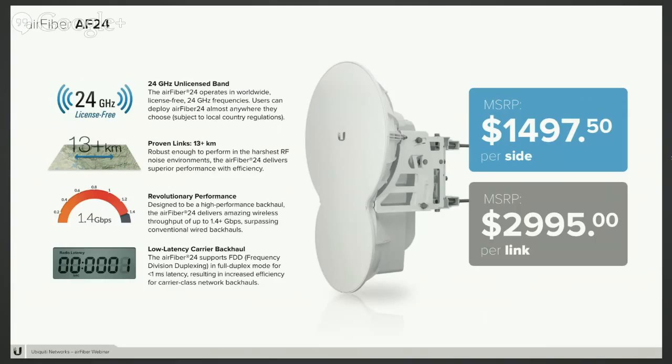AF24 obviously operates in 24 gigahertz, but as a result, because it operates in that spectrum and that frequency, the links are about over 13 kilometers, but because of 24 gigahertz, we also get faster speeds at 1.4 gigabits per second. And just like AirFiber 5, it also features less than 1 millisecond latency. It's $1,497.50 per side, or less than $3,000 per link.